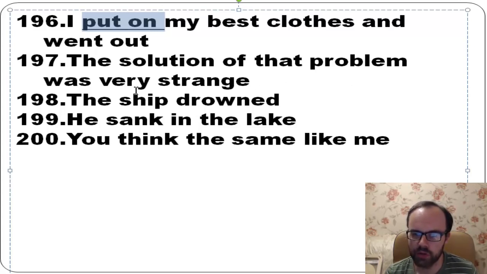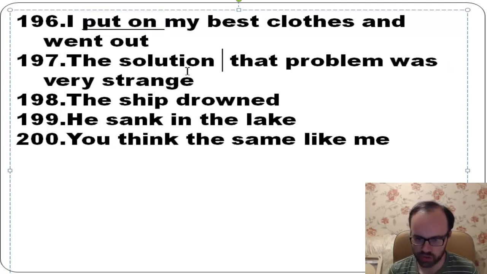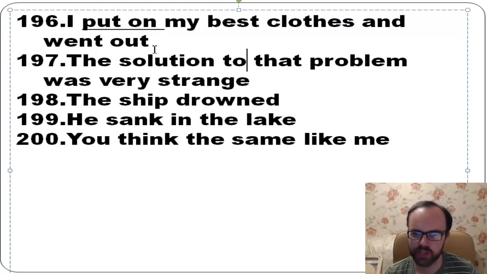The solution of that problem was very strange. We say solve a problem. Solution is a noun. The solution to. Remember the correct preposition. The solution to that problem was very strange.